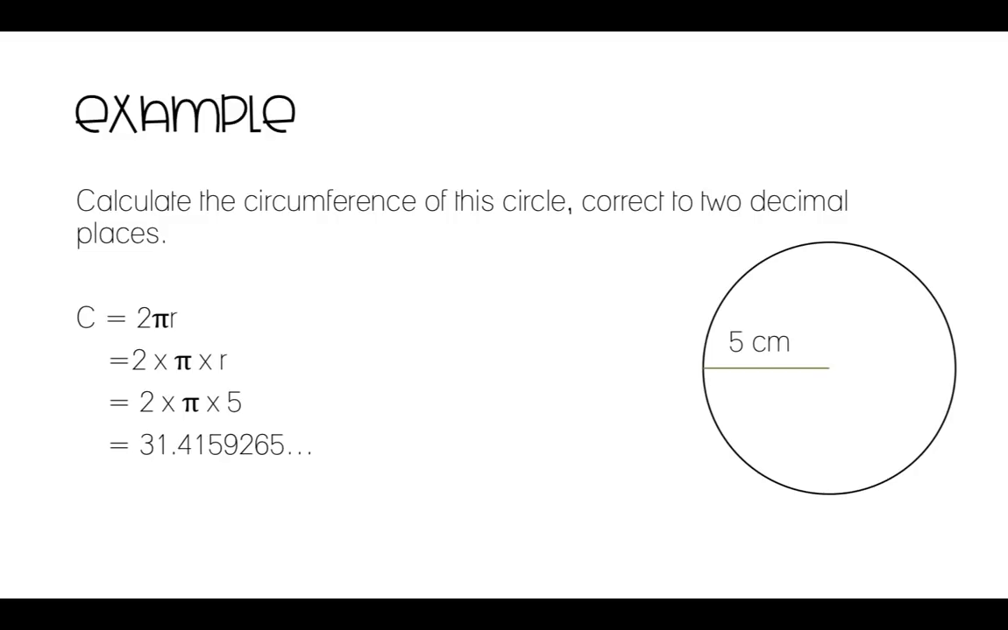31.4159265, and so on. So we round that to 2 decimal places, so we get our pen, we're going to cut it here. The number after our second decimal place is 5 or above, so this goes up, which means we end up with 31.42 centimetres.